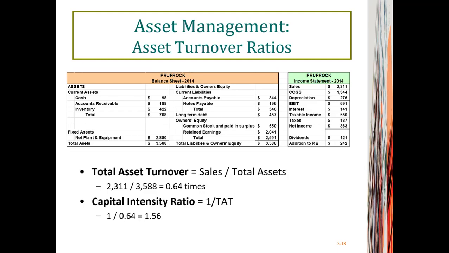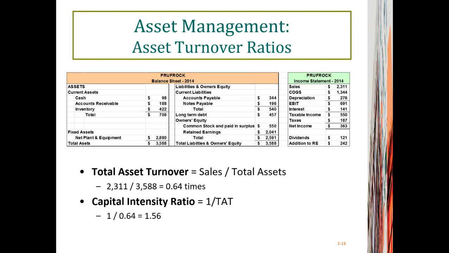Now, the second question is, how can we produce a common size balance sheet and a common size income statement? Well, once you get a balance sheet and income statement, you need to calculate the ratios. The common size balance sheet is a balance sheet that expresses all items in percentages of total assets. And a common size income statement expresses all items in percentages of sales.